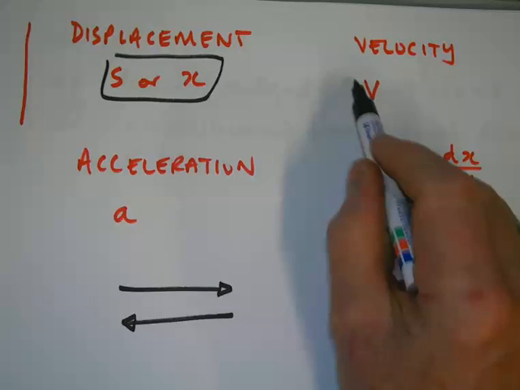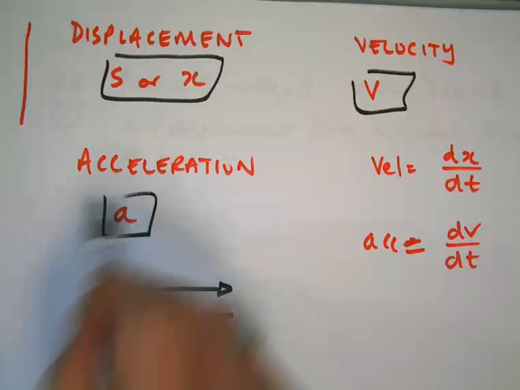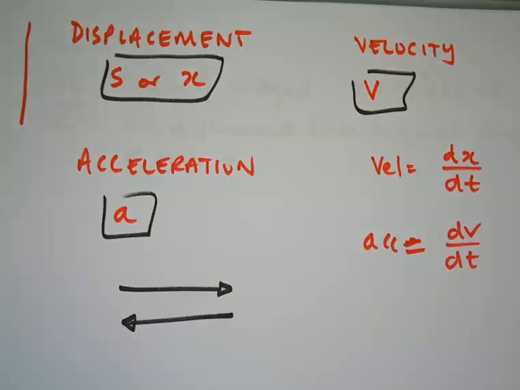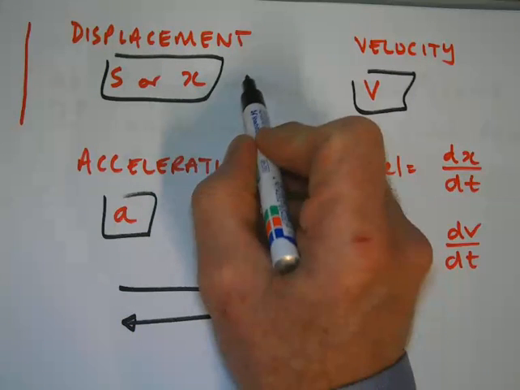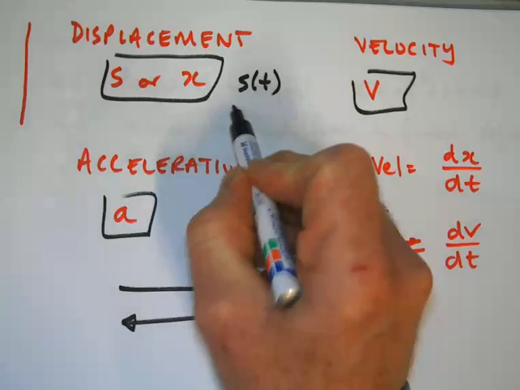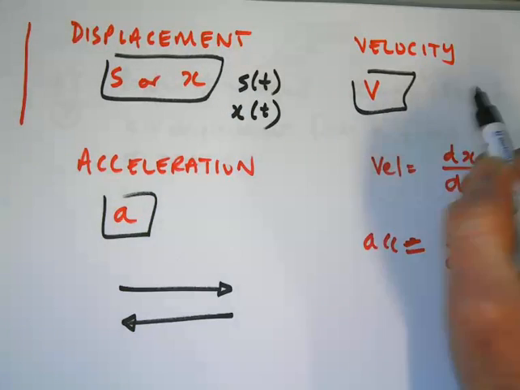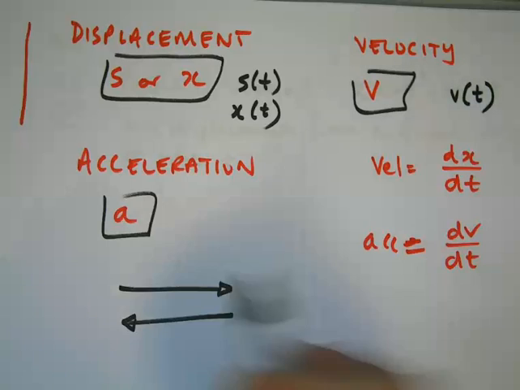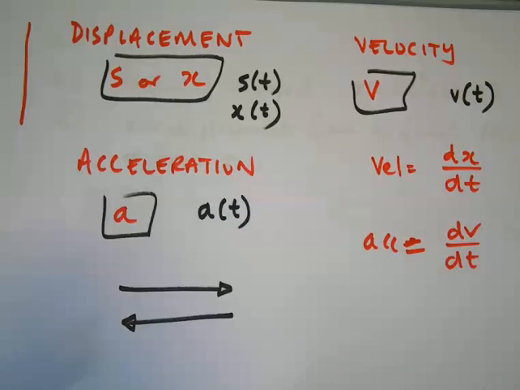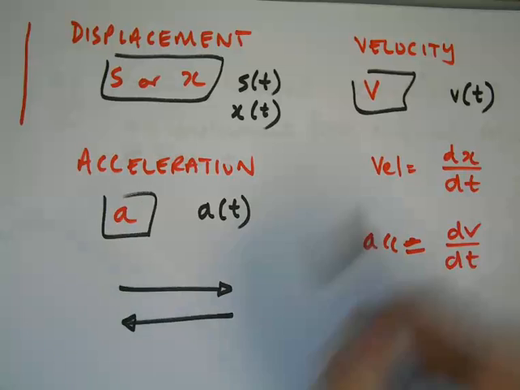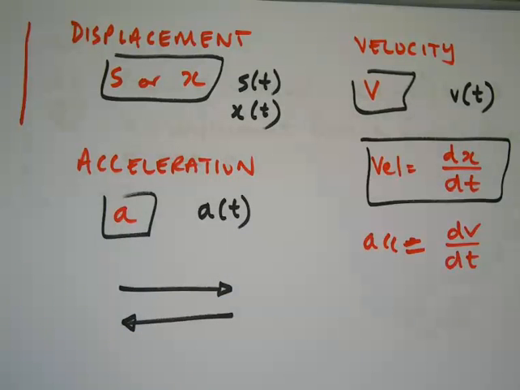We use V for velocity. We use A for acceleration. And all of them are to do with time. So often this will be referred to as S of t, or X of t, or V of t, or A of t, because the independent variable is t. Velocity is the derivative of displacement, and acceleration is the derivative of velocity.